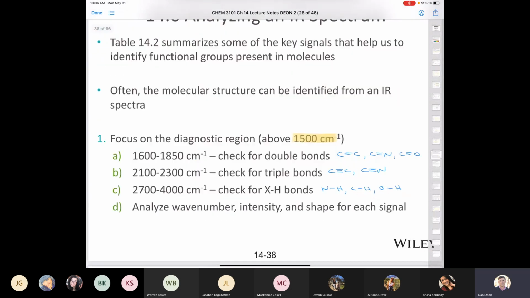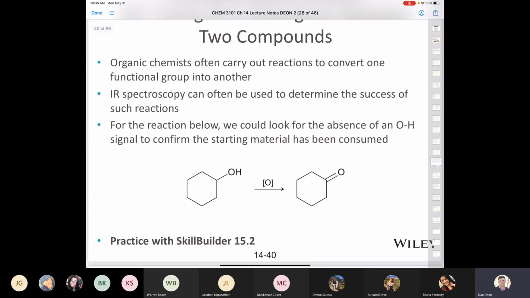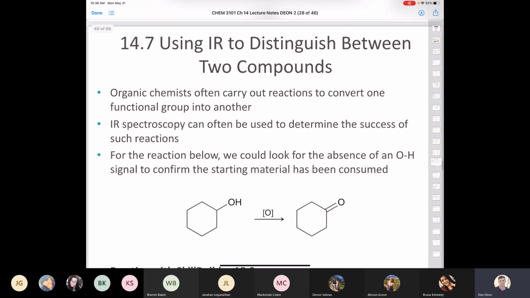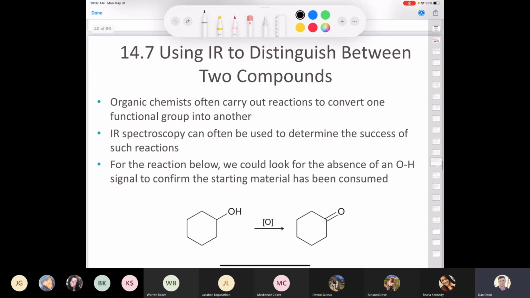If we go back to our notes or back to our slides, there's one more section in this chapter that deals with infrared spectroscopy, and that's section 14.7. It says, how would you use IR to distinguish between two compounds? Because oftentimes organic chemists will do reactions where we convert one functional group into another. Like below here, you see that we're starting with an alcohol, and we're converting it into a ketone after an oxidation reaction. So how would you differentiate between these two compounds?